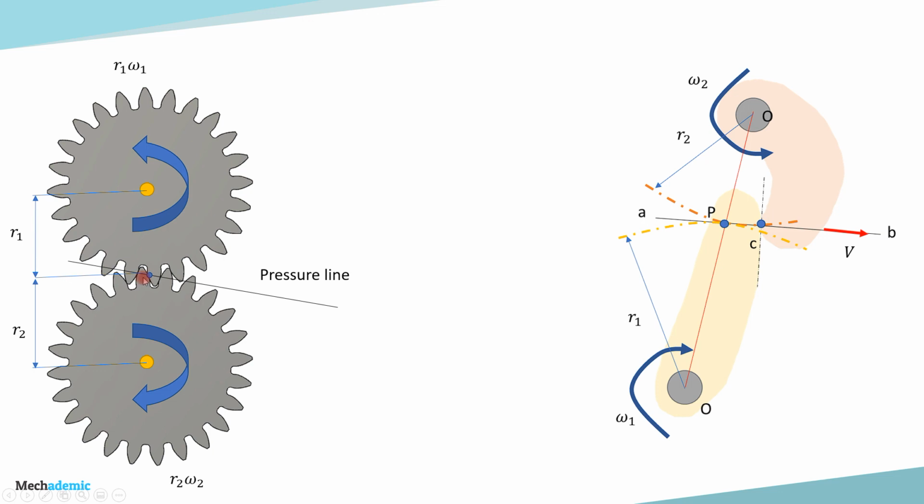And R1 and R2 are given by the distance between the pitch point and the two centers. So R1 is the pitch point to the center of the driving gear, which is generally called the pinion gear, and pitch point to the center of the second gear, which is the driven gear, generally called the gear, is R2. So R1 omega 1 is the velocity along the line of action, which is called the linear velocity. R2 omega 2 is the same, and from that we can get the velocity ratio. So R1 by R2 is equal to omega 2 by omega 1, which is the velocity ratio between the two gears.